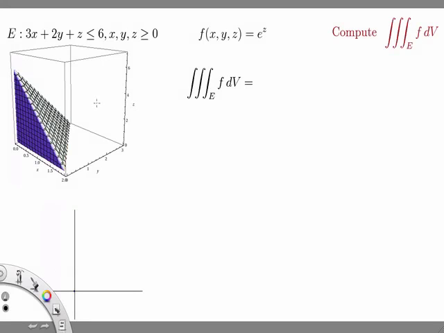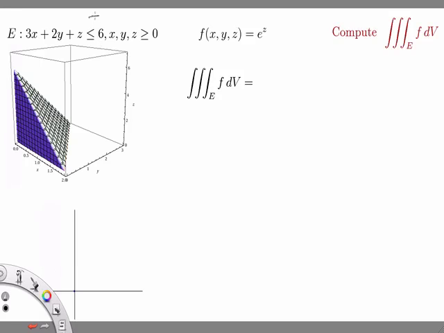Let's revisit example 1, in which we integrated the function f of x, y, z equals e to the z over the solid E that's given by the plane 3x plus 2y plus z equals 6 and is bounded on the sides and below by the coordinate planes x, y, z equal to 0 respectively. So we said this was a type 1 region, and it is. It's bounded above in the z direction by this plane and below by z equals 0.